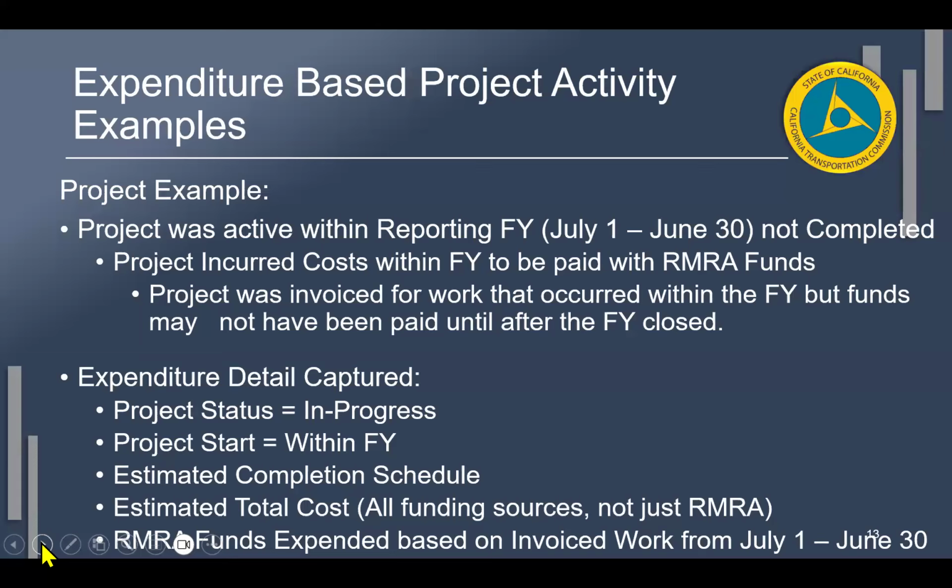So here's a couple of just project examples. I'm not going to get into the intricacies of it, but this is a great way for you to sort of reference. We give you an activity timeline that the project was active within the fiscal year, it just didn't complete, it incurred costs. And then what each thing would equal, right? What you would report based on the scenario provided.